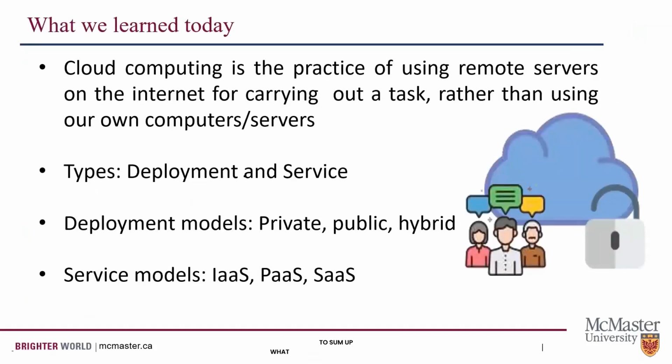Okay, to sum up what we learned today, we learned that cloud computing is the practice of using remote servers on the internet for carrying out a task rather than using our own computer or server. There are two types of cloud computing, which are deployment and service. For the deployment model, we have three types, which are private, public, and hybrid implementation. And for the service model, we have three types, which are IaaS, PaaS, and SaaS.